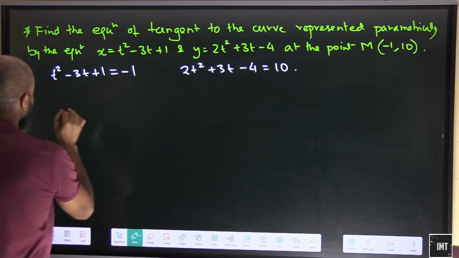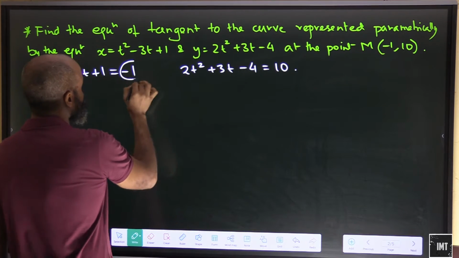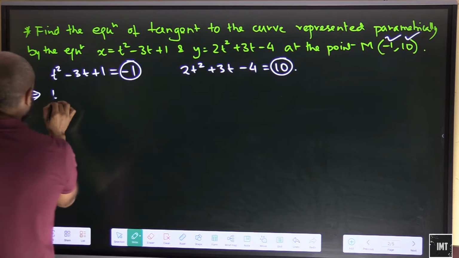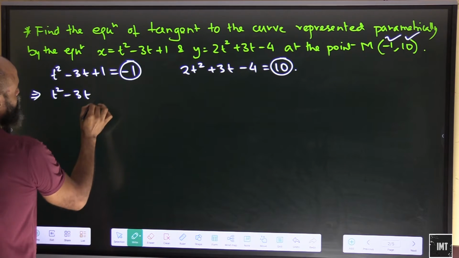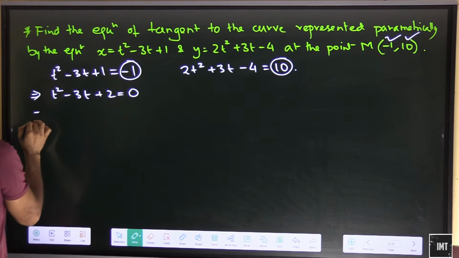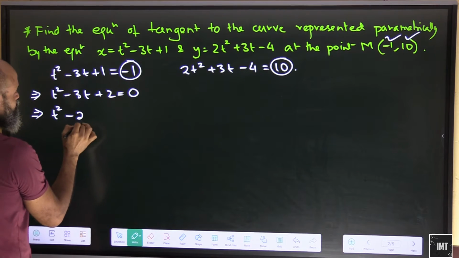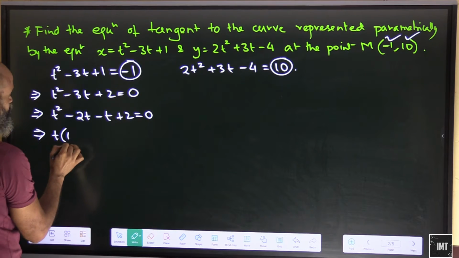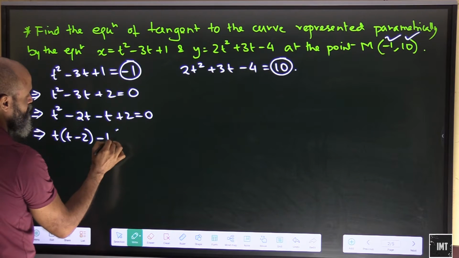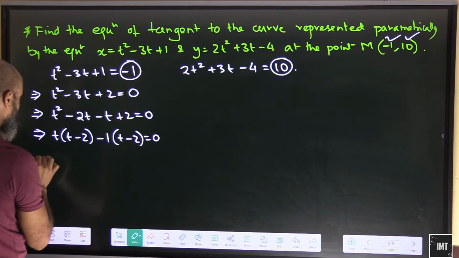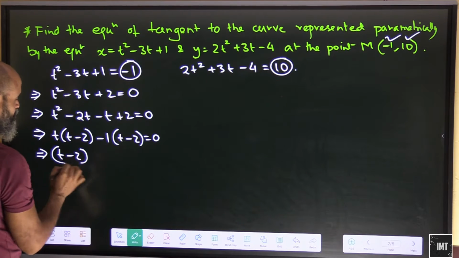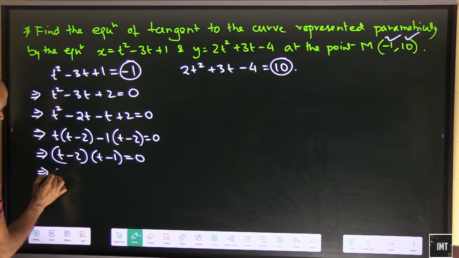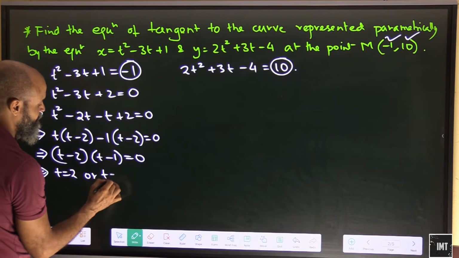Okay, because we are putting the value minus 1 from here and the value 10 from here, this will be t square minus 3t plus 1 plus 1, that is 2, is equal to 0. So we can write t square minus 2t minus t plus 2 is equal to 0. So this will be t into t minus 2 minus 1 into t minus 2 is equal to 0. So this will be t minus 2 into t minus 1 is equal to 0. So either t is equal to 2 or t is equal to 1.